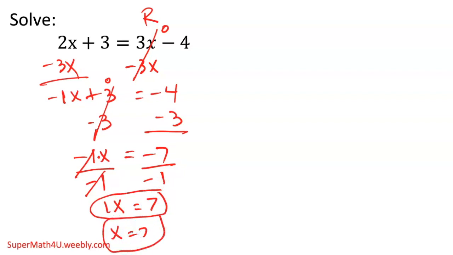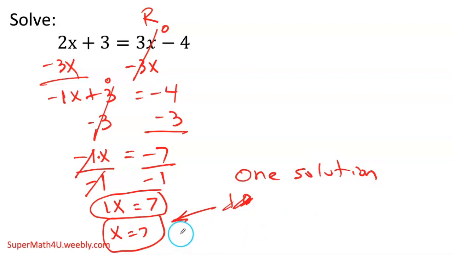How many values of x did I get? Only 1, so this is a 1. This is a one solution equation. All right, one solution, you got only one value of x.